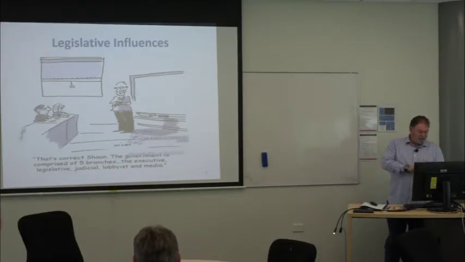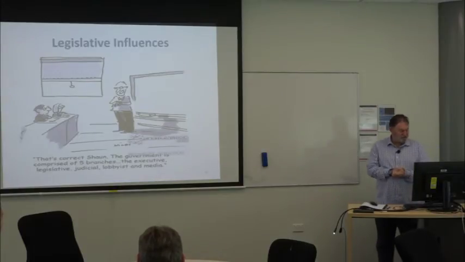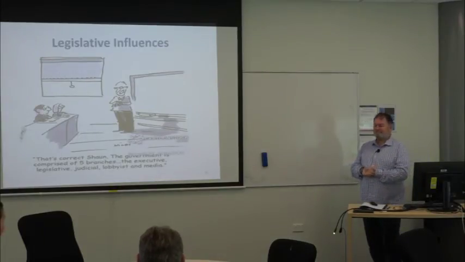So what did I get to here? The legislative influences that affect trusts. That's correct, Sean. The government is comprised of 5 branches: the executive, the legislative, the judicial, lobbyist, and the media. And I think that's about right.